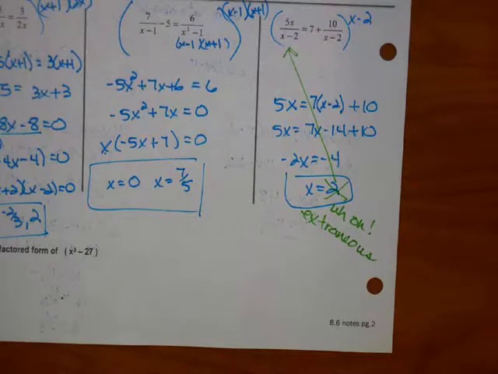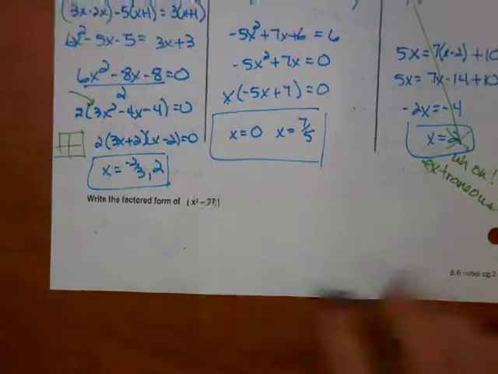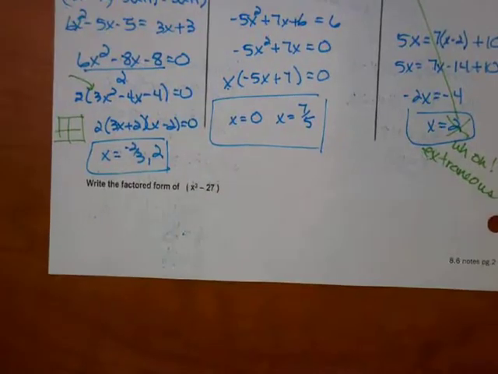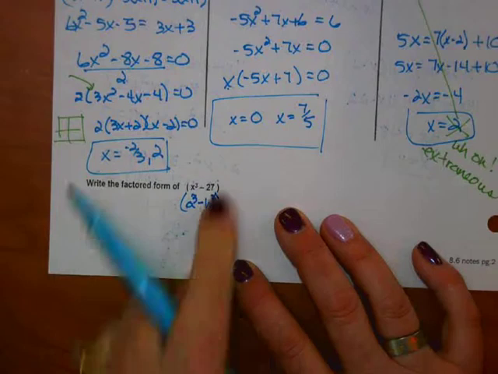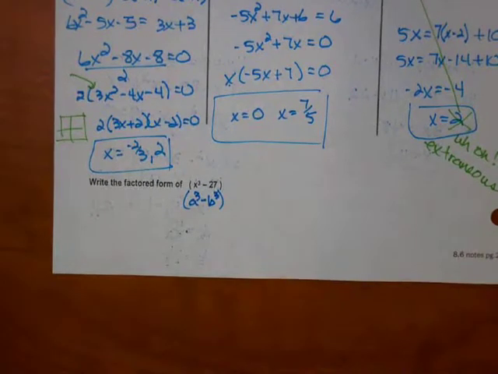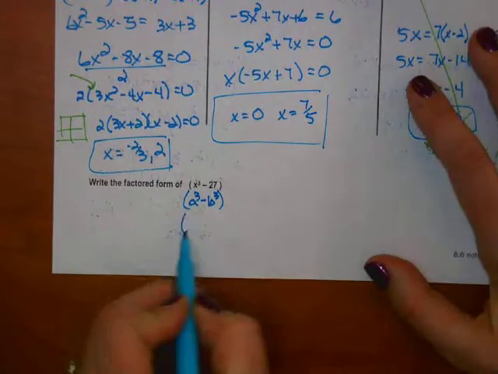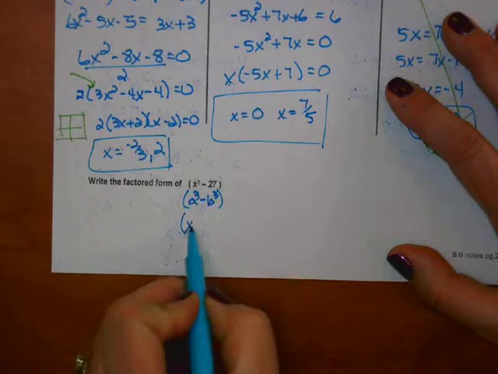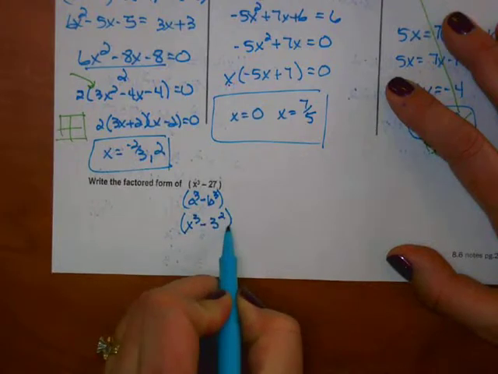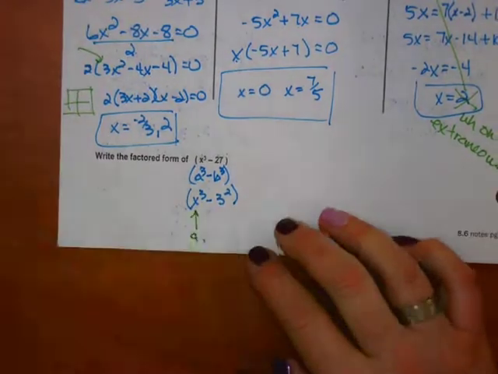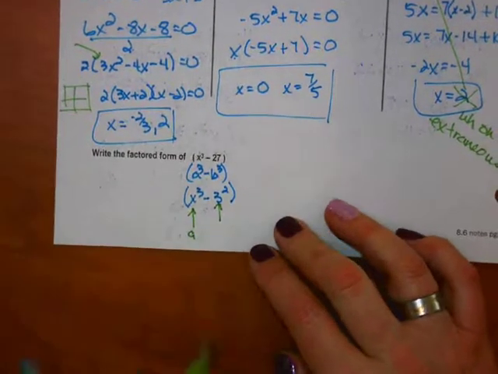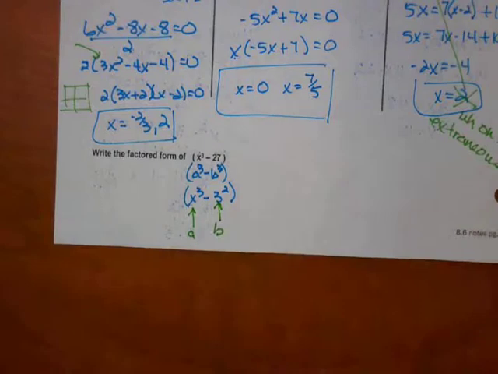But I can't let you get away without seeing the cube of a binomial difference. So we're going to factor this. This is the same as a cubed minus b cubed. Why do I know that? What do I know about 27? It's a perfect cube. So I'm going to write it like this: x cubed minus 3 cubed. The reason I do that is because my a will be x and my b will be 3. And now I can use that pattern.